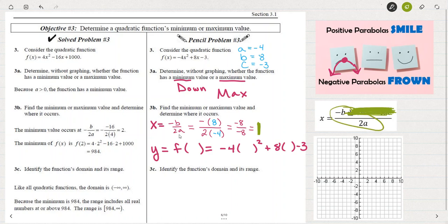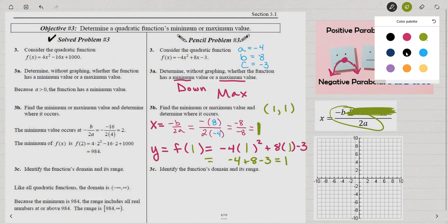X equals the opposite of b over 2a, so that's if a is negative 4, b is 8, and c is negative 3, then that's the opposite of 8 over 2 times negative 4, which gives us 1. Now if I replace x with 1, I could find f of 1. Negative 4 times 1 plus 8 minus 3 gives us 1. So it looks like the vertex is at x equals 1, y equals 1.